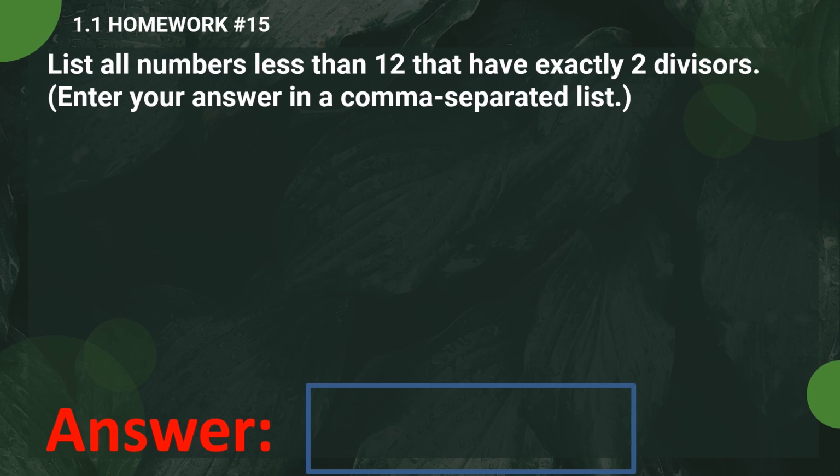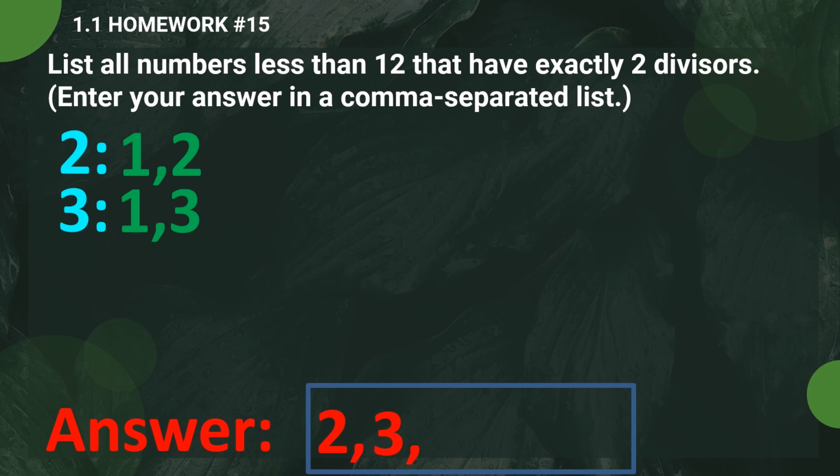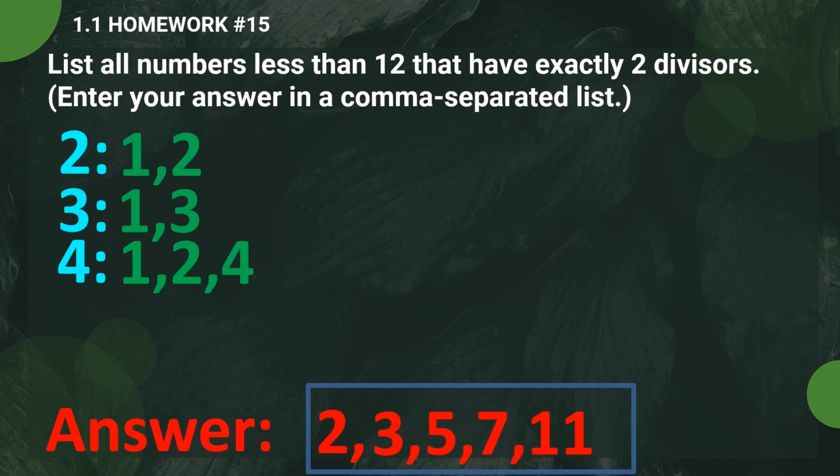So let's talk about the numbers less than 12 that have exactly 2 divisors. First of all, the number 1 has 1 divisor, and it is just 1. That's the only number that is a divisor. The number 2 has 2 divisors, so I'm going to add it to my list down here at the bottom. The number 3 has 2 divisors, 1 and 3, so it goes in the list. The number 4 has 3 divisors, 1, 2, and 4, so it does not make my list because it can only have 2. To save us some time, I'm going to complete our list. So here's the rest of the list: 2, 3, 5, 7, and 11.